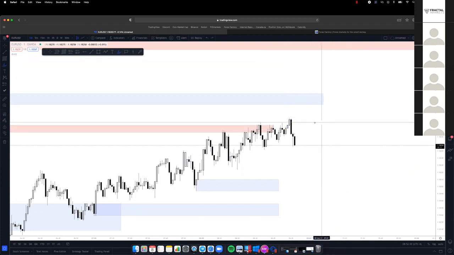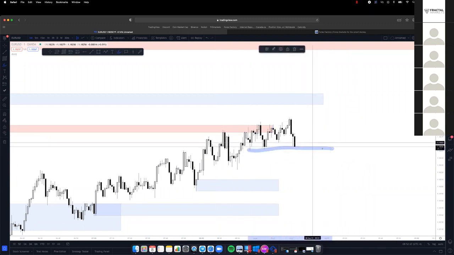I'm personally just waiting for my go-to criteria. We got equal lows here. We break these equal lows. I'm going to be taking this. I'm going to be taking this right here.